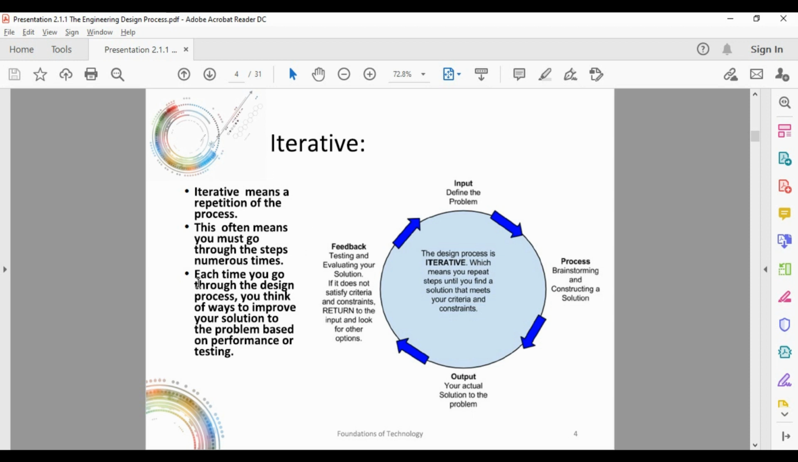The key thing for us with the EDP is that each time you go through the design process, you think of ways to improve the solution or the problem based off of the performance or the testing. And so our iterations are not necessarily just to reach a goal, but to improve upon it each time. As I've said in some of the other classes, when we use the term fail or failure in this context, what we're talking about is that it doesn't work right. And you're going to see that a lot in your work, at least initially.